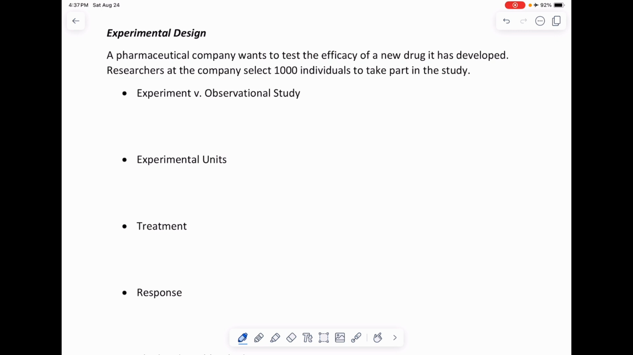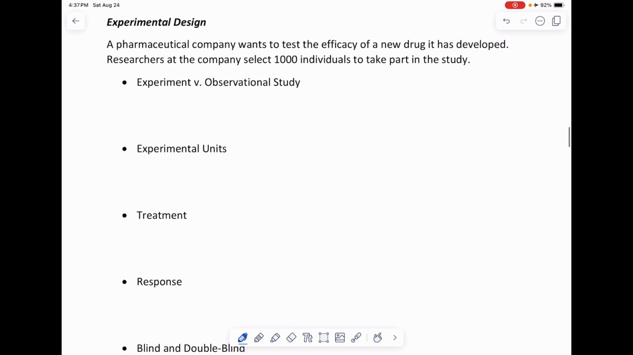So experimental design is a kind of a big topic here, and so I want to just make sure that we really understand how this works. So we're going to do this through example for this one. It says a pharmaceutical company wants to test the efficacy of a new drug it has developed. Researchers at the company select 1,000 individuals to take part in the study. So that's our setup, right? A company wants to know, is their new drug effective or not? And they're going to select 1,000 individuals to take part in the study. So we're going to use that to help us understand all of the terminology that we're going to go through.